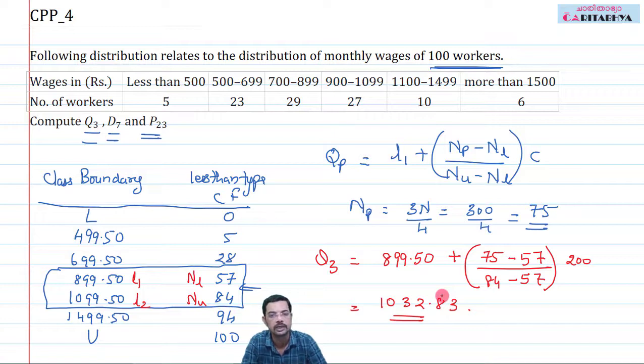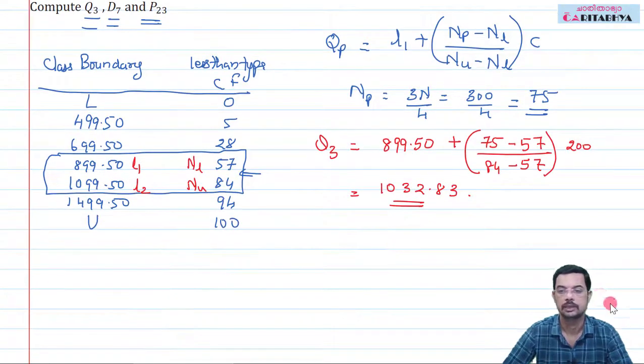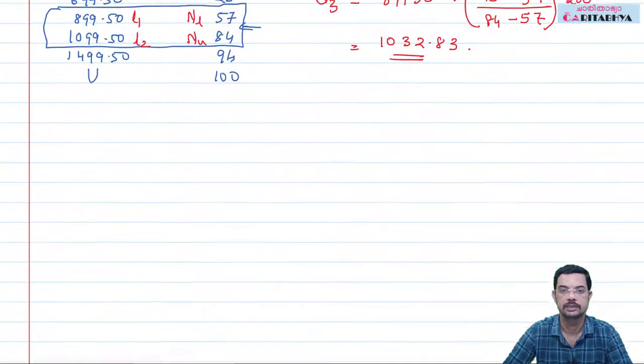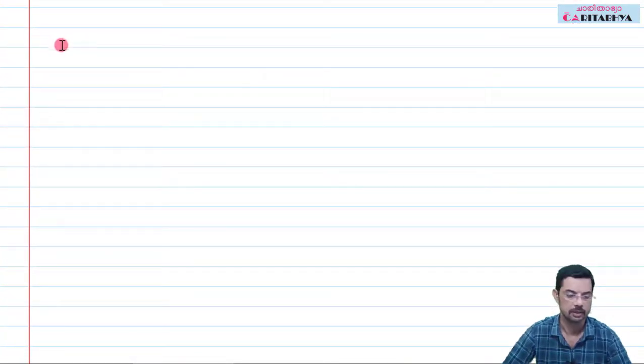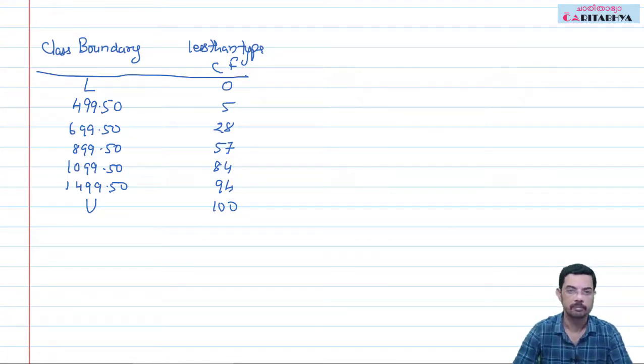Same way we can go for the deciles. Just the small difference for a decile is that in that case, for the seventh decile, we will have 7 into n by 10. Okay, let us see that also. Let us consider the seventh decile, D7. Let me bring the data here. This is our table.